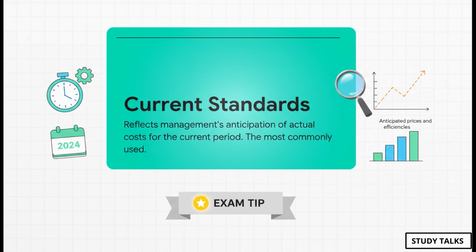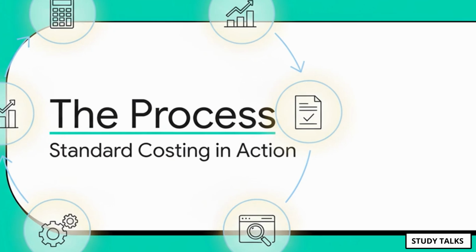These reflect what management actually expects to happen in the short term, like this year or this quarter. For your exam, just remember, this is the one that's used most often in the real world because it's the most relevant and provides a realistic target for right now. So we've got the what, the why, and the different types. Now let's put it all together and see how this actually works from start to finish.